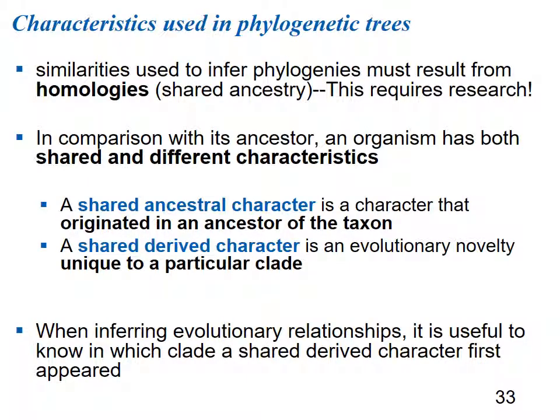So when we're picking characteristics that we are going to use in our phylogenetic trees, these similarities need to result from homology, so shared ancestry, rather than convergent evolution in analogous structures. It's hard to know that, especially if you are in your Bio 160 class and you don't know a lot about the organisms. You might not pick homologous structures. This requires some research. But we'll just do the best we can in class, understanding our limited knowledge base.